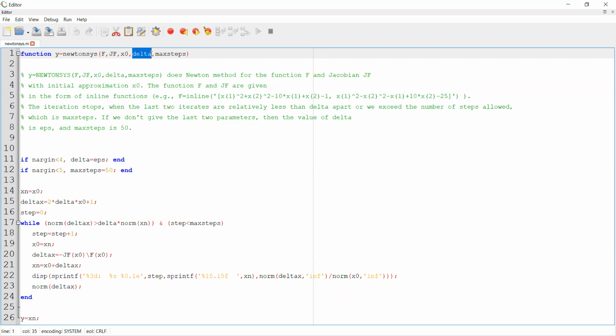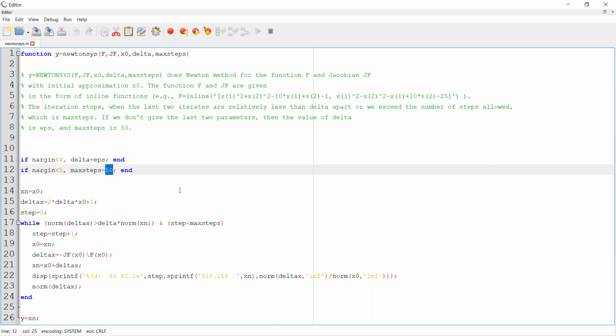This is when the relative error is smaller than some small number, 10 to the power of minus 10. Or if we don't put it as an argument of the function, then it's taken to be epsilon. And we can also limit the number of steps of this method until convergence. And if, again, we don't put this as a parameter, then it's 50.